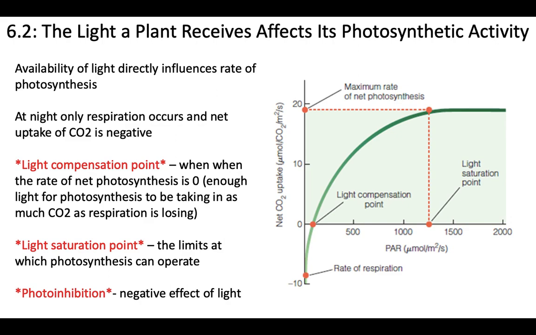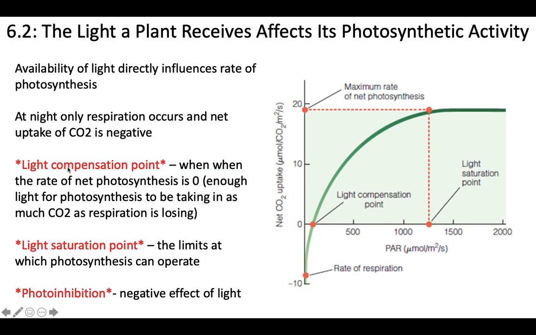Now, the light that a plant is receiving from the sun is going to affect its photosynthetic activity. And as we already talked about in the climate lecture, the available photosynthetically active radiation is going to vary based on environments, where they are on the globe, on lots of different things. So, like I said, the availability of light is going to directly influence the rate of photosynthesis. And at night, only respiration occurs, and then the net uptake of carbon dioxide is negative.